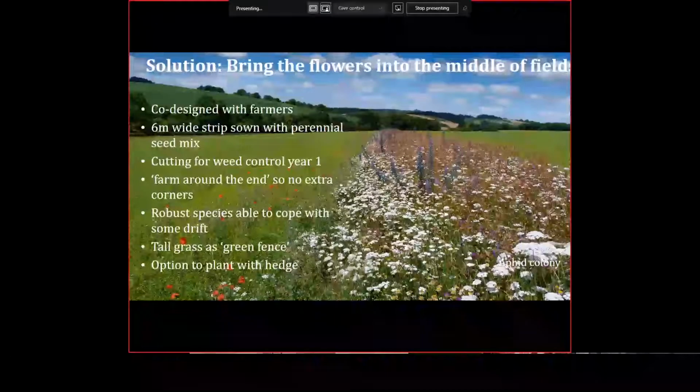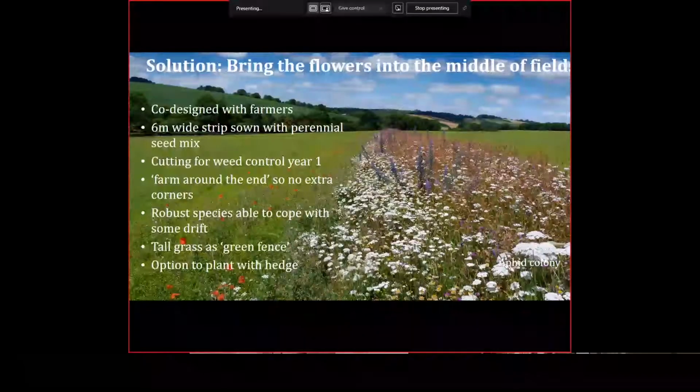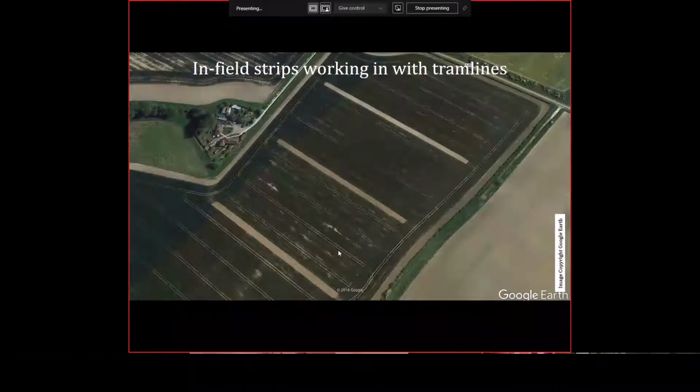Although some farmers, depending on their drill setup, can actually drill a 1 metre green fence and then 4 metres of grass and flowers, and then another 1 metre green fence. As Julian said, there is an option to plant the centres of the strips with a hedge. I mean, that's going to presumably increase the benefits as well for natural enemies and pollinators, and also carbon capture.